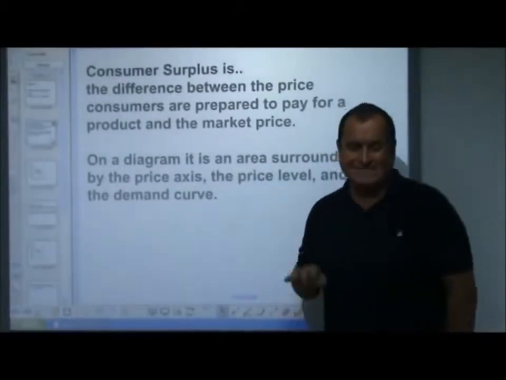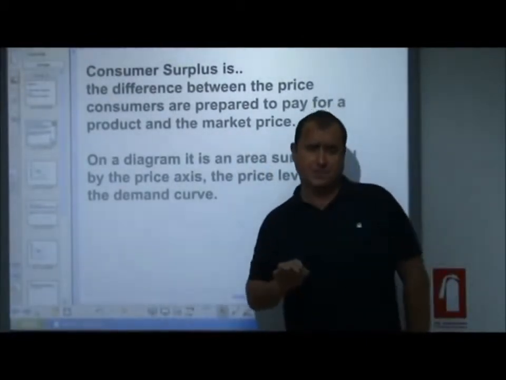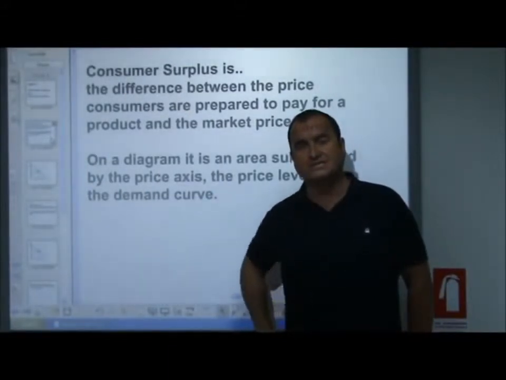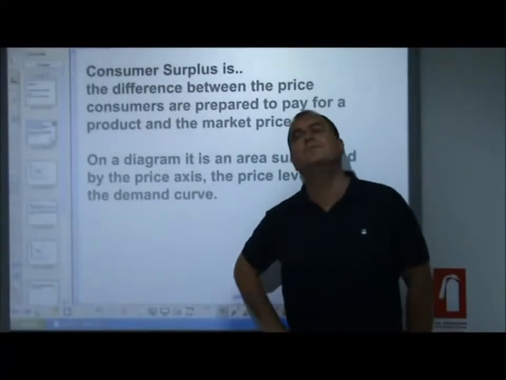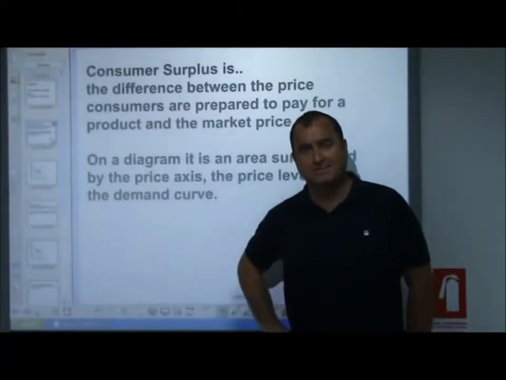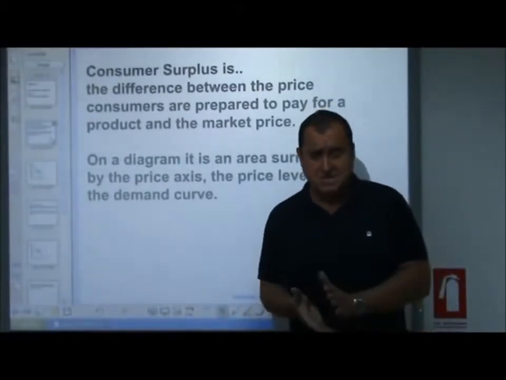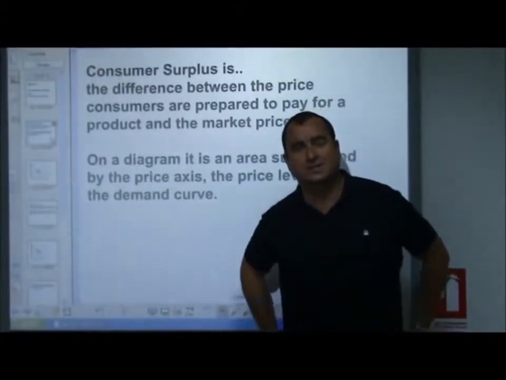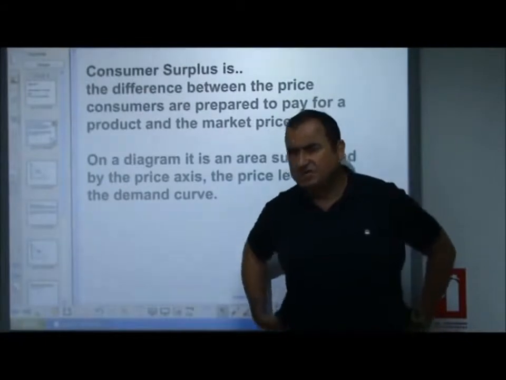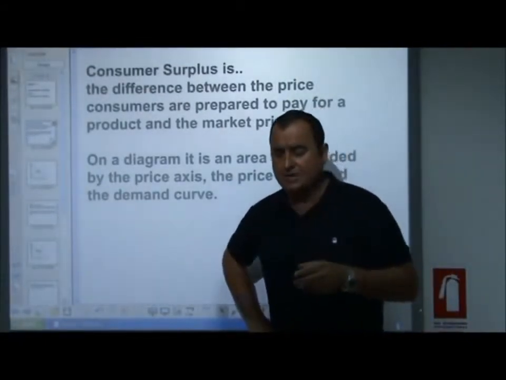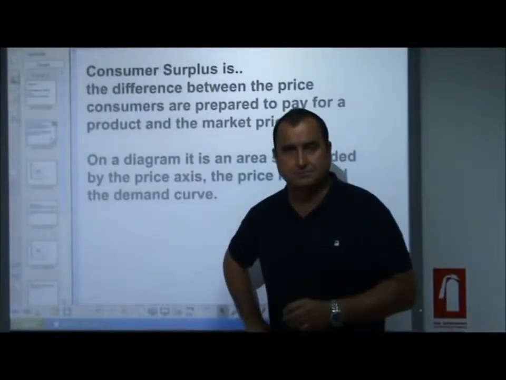Let's go back to this. It's the difference between the price consumers are prepared to pay and the market price. Think about the last thing that you bought. Let's assume that the last thing you bought was a sandwich at lunchtime, if you're watching this in the afternoon. A sandwich at lunchtime. Let's say that you bought a cheese sandwich and it cost you, let's say you're in the UK, it cost you £2.